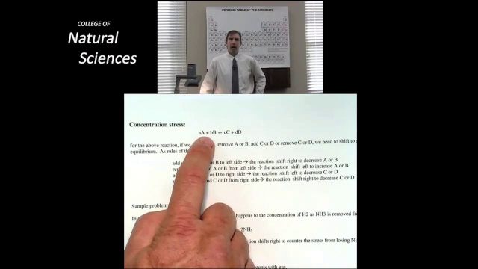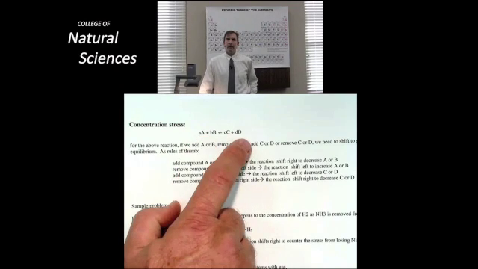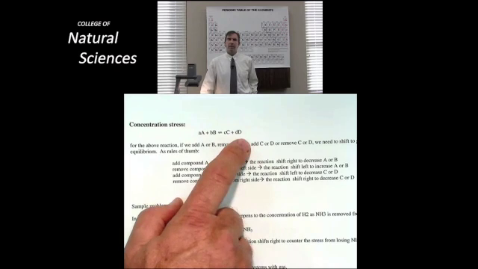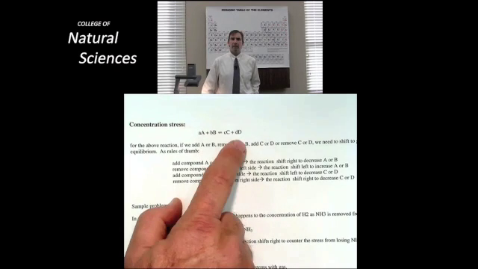And finally, I remove C and D. The reaction says I don't want to remove C and D. I'm going to add C and D by shifting to the right to fight that stress. I increase the amount of C and D, and I reduce the amount of A and B.